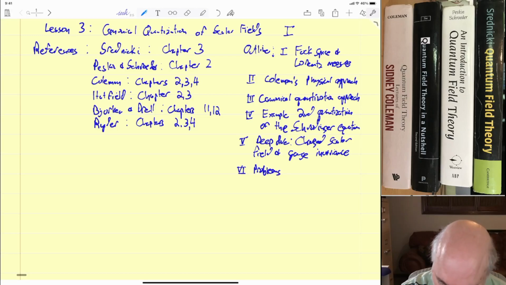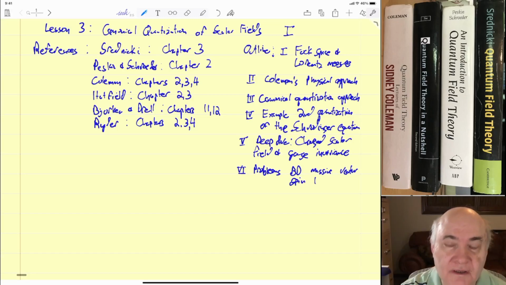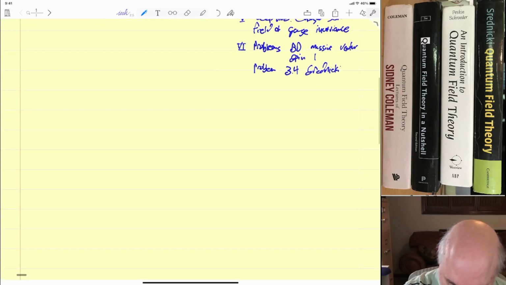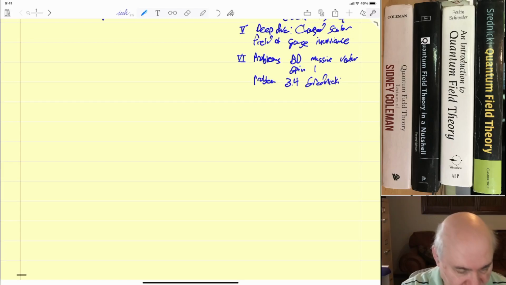I'd like to do a problem from Bjorken and Drell on a massive vector, spin 1, just to show you how to crank the canonical quantization, even if you don't know what I'm talking about. And then I'll probably also do problem 3.4 of Czerniecki's book. So that is the outline.